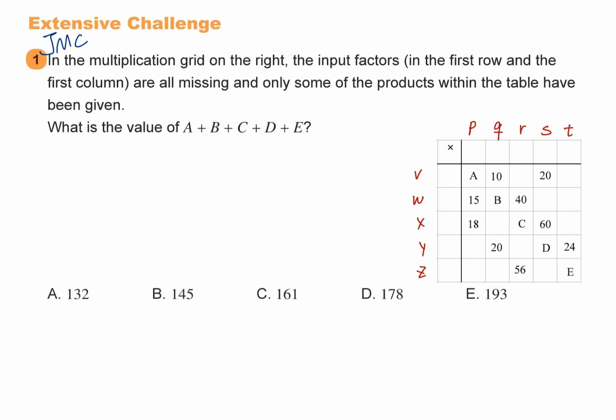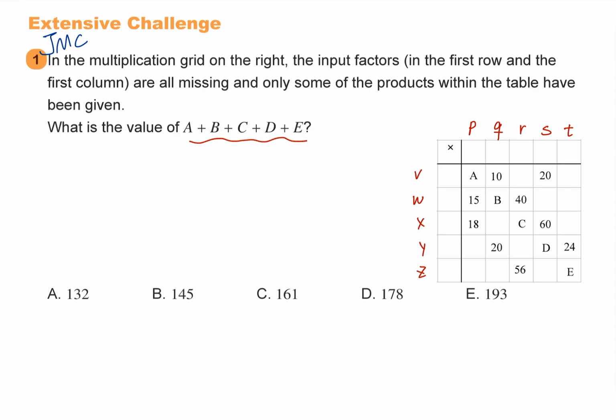Okay, so first here is the multiplication table. I've marked down some of the boxes so that it's easier for me to talk about it with you. Basically, the table works in this way: the numbers in the table are the product of what is in this row and what is in this column. For example, 40 would be the product of R and W. So if we want to find the sum, we have to find the actual values of A, B, C, D, E.